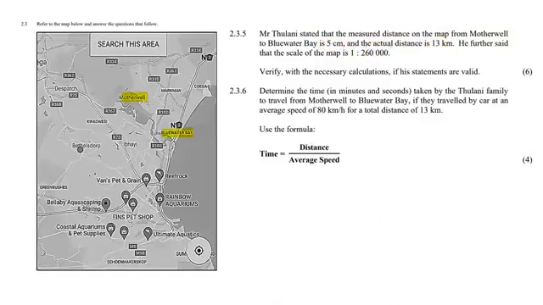Okay, this next question says, determine the time in minutes and seconds taken by the Tulani family to travel from Motherwell to Bluewater Bay. Okay, if they traveled by car at an average speed of 80 for a total distance of 13. Okay, so it says use the formula time is equal to the distance divided by the speed, which is 80. Okay, now if we calculate that, don't round off your answer.